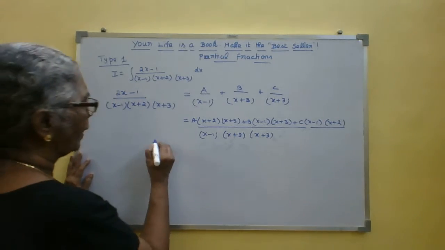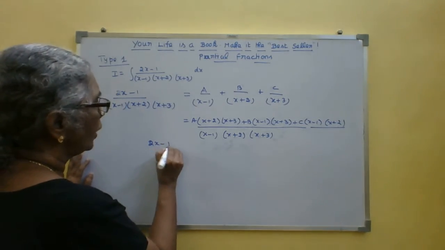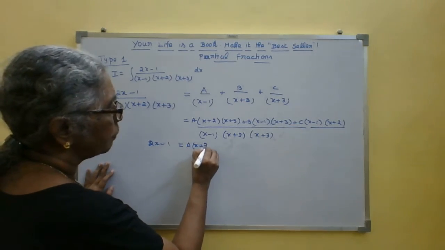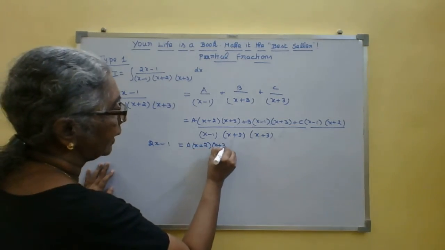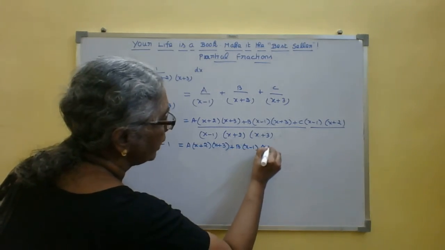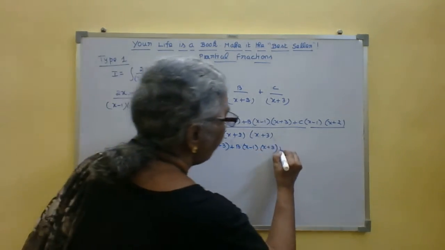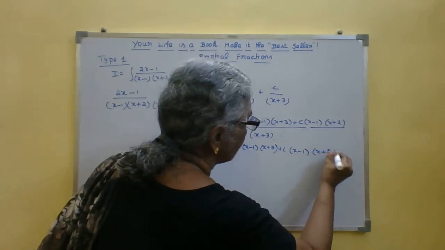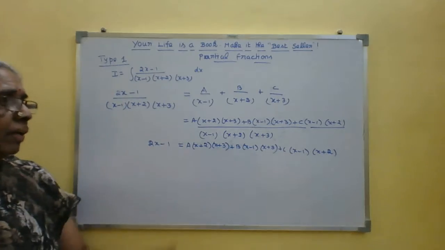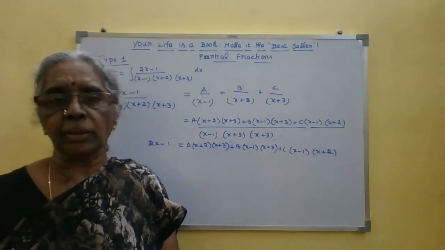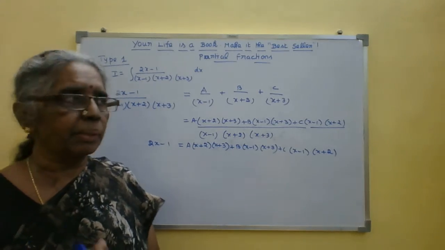So if we equate the numerators, you will get 2x minus 1 equal to a into x plus 2 into x plus 3, plus b into x minus 1 into x plus 3, plus c into x minus 1 into x plus 2, right? Now we have to find the values of a, b, c. There are two methods to find them. I will teach you one easy method today.